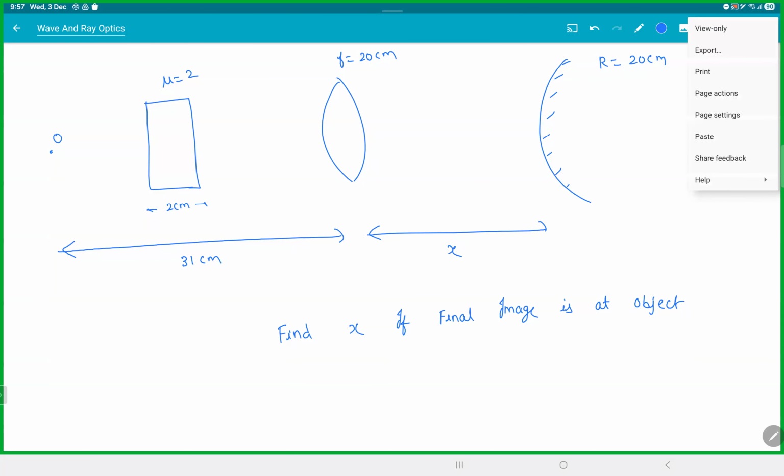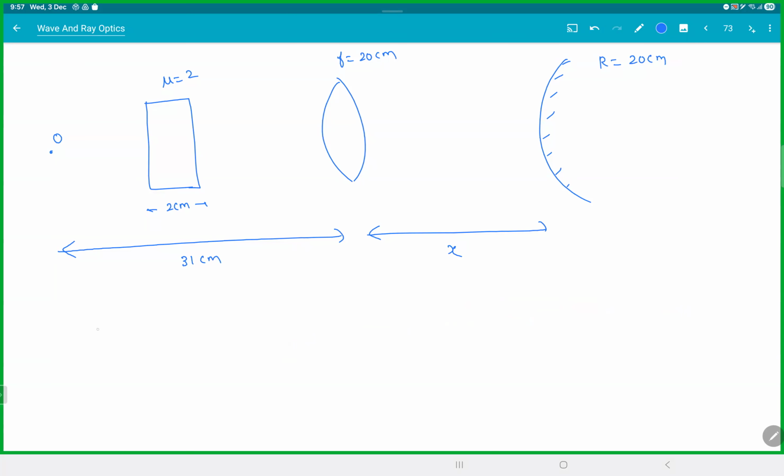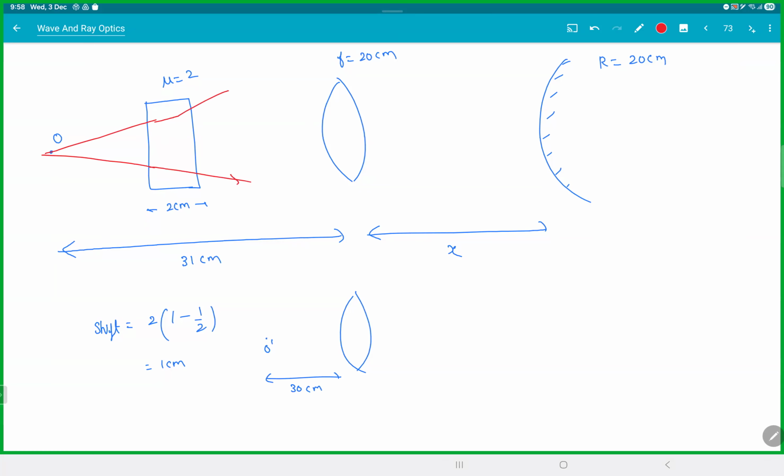Yeah, 60 and 80. So first thing, the shift. 2 into 1 minus 1 by 2, 1 centimeter. So the lens will think the object O dash is actually at 30 centimeters. If you try to draw the ray diagram, it looks something of this sort. When you extend them, it feels like the rays are coming from O dash, which got shifted by 1 centimeter. Remember that the image will always shift in the direction of the light rays. So this will create an image.